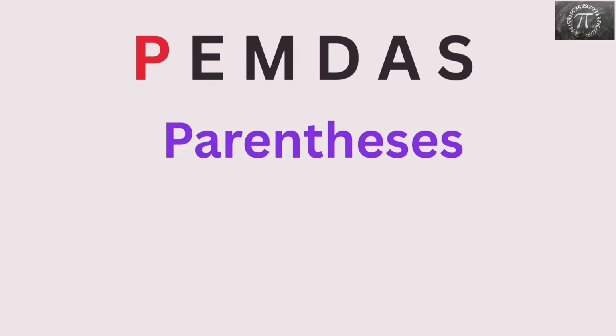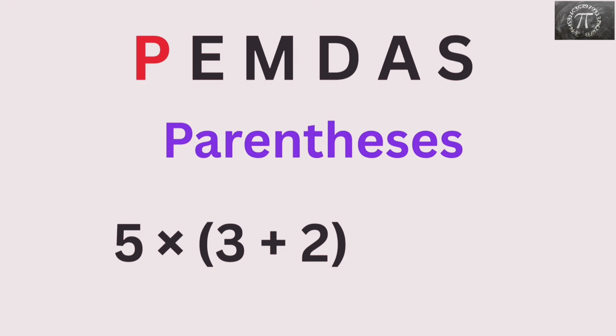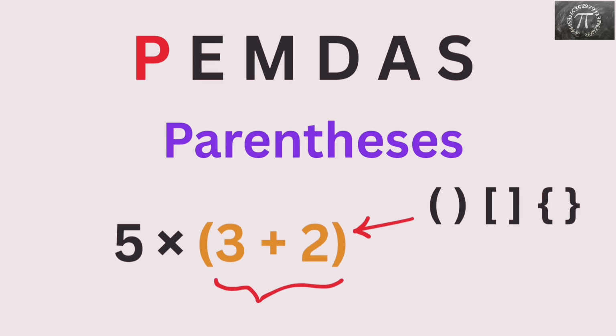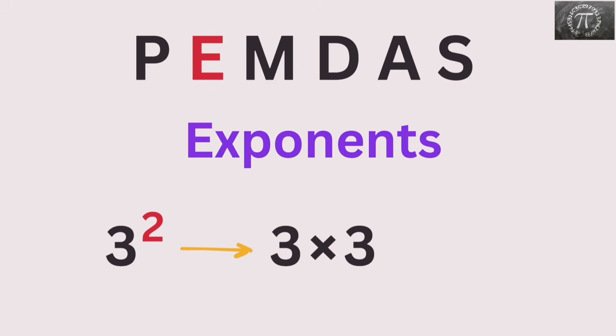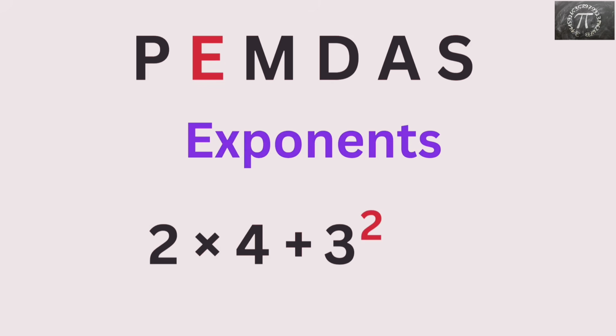Parentheses always come first. If something is grouped using brackets or round symbols, you must solve that part completely before touching anything else. Even if the math inside the parentheses is complicated, you do all of it first. Next come exponents. These are powers. For example, 3 raised to the power of 2, which means 3 multiplied by 3. If you see any powers in the problem, you handle them after completing all the parentheses.